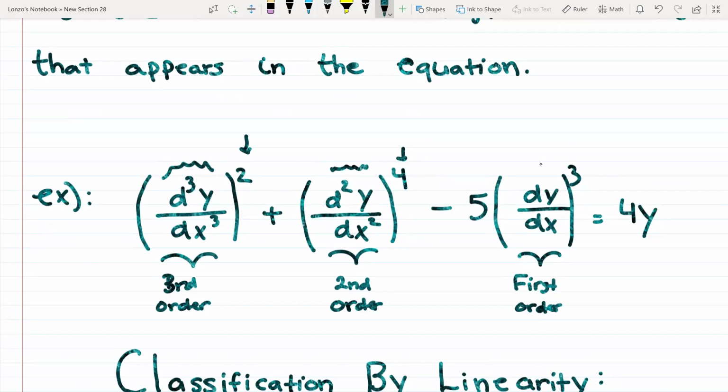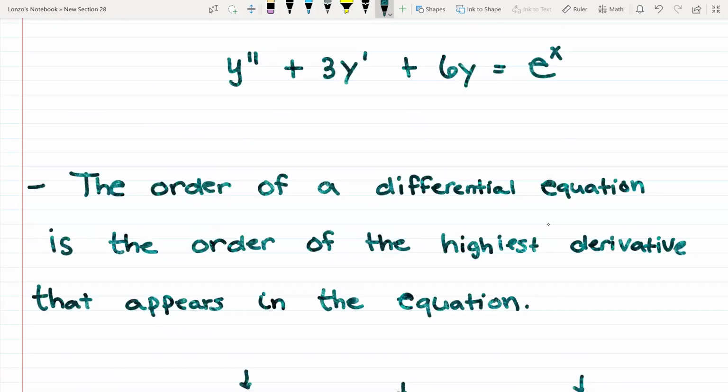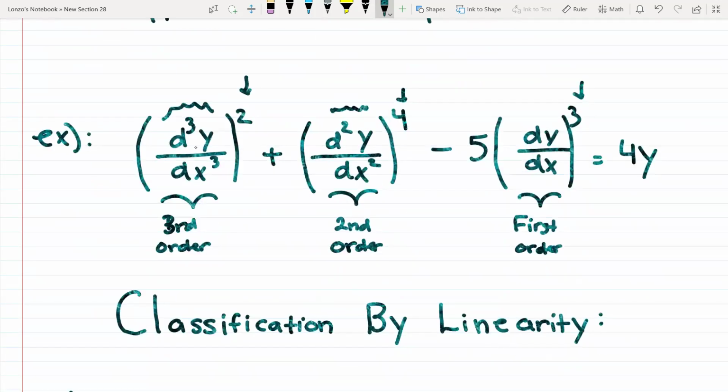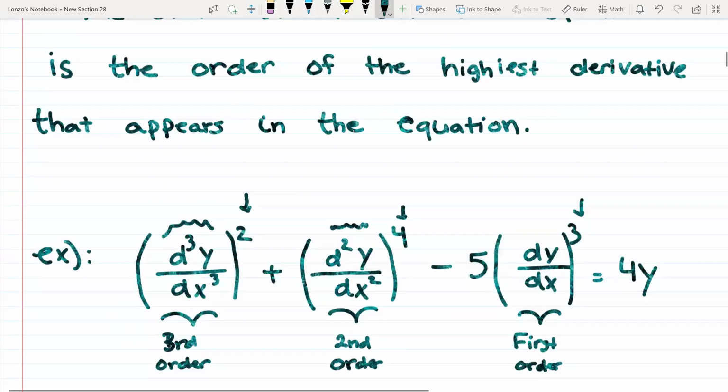The same thing here. This is raised to the third, but we only care about what's inside the parentheses. This is the first derivative, or first order. So this would be classified as third order, because this is the highest derivative. It's not the highest power. So if they ask you for the order of the differential equation, it's the highest derivative.